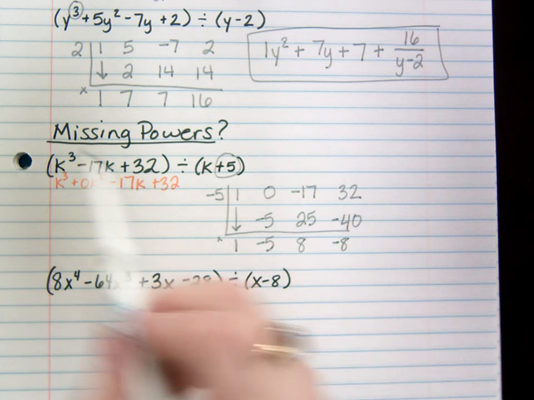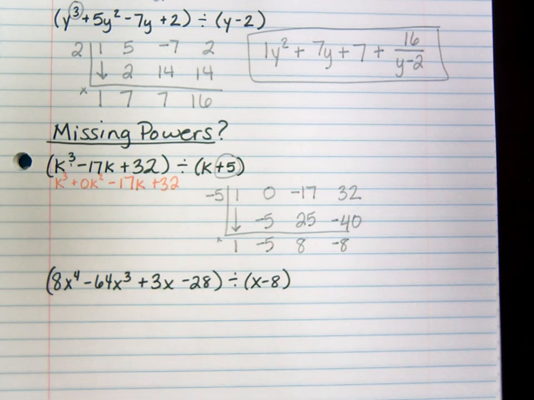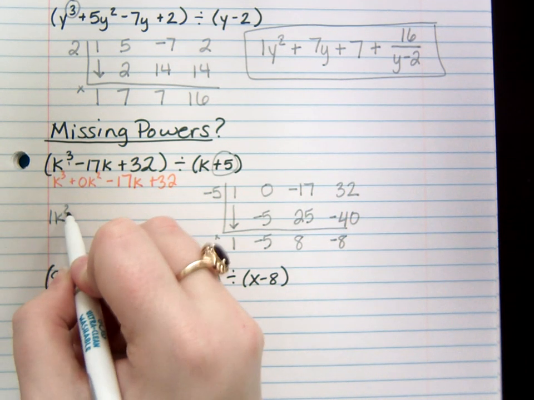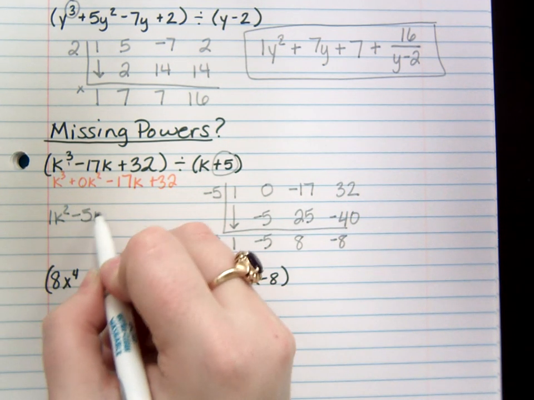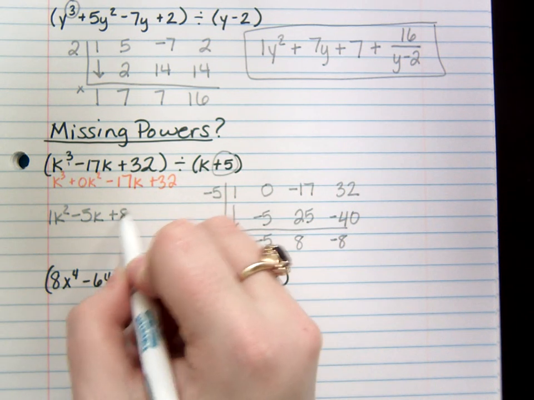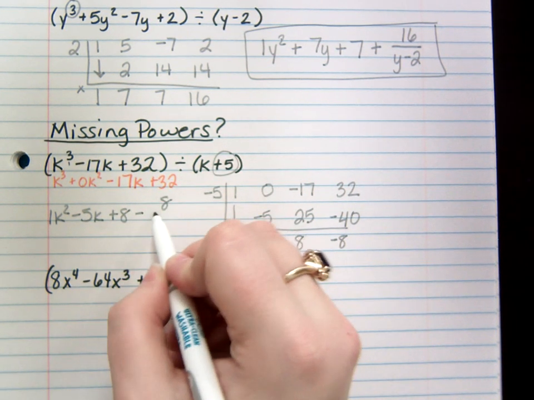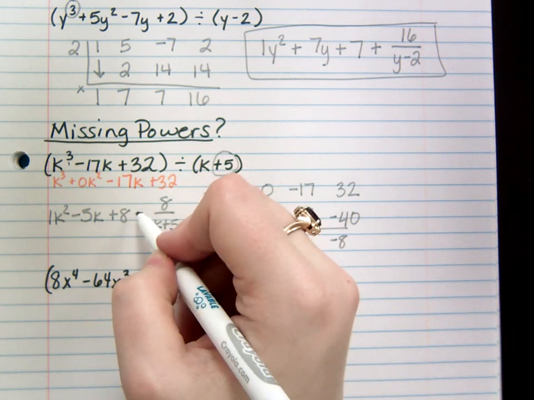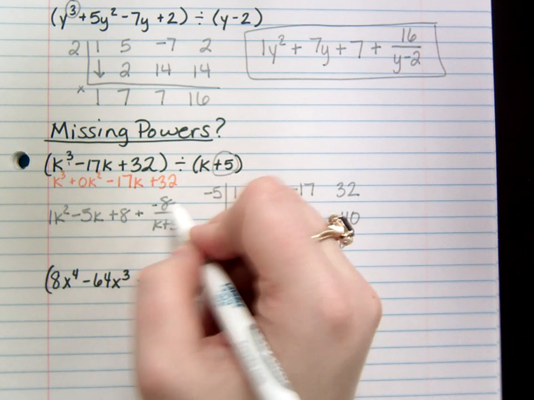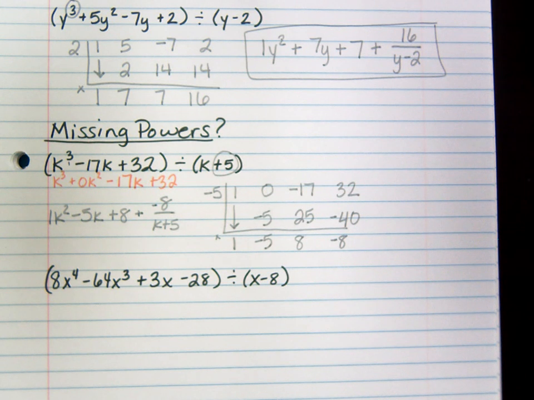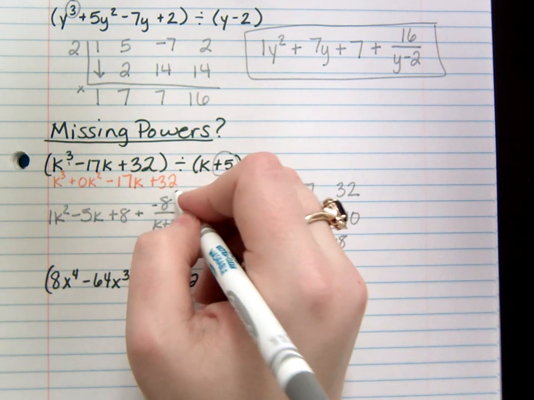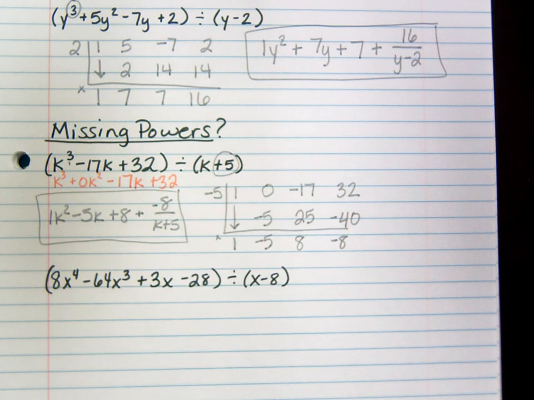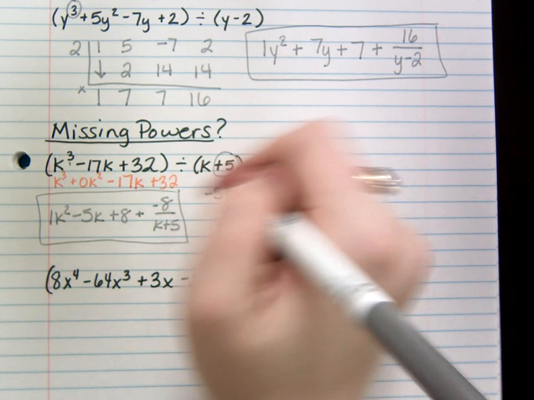Now, my degree was 3, so my answer, I'm going to start with k squared. So it's 1k squared minus 5k plus 8 minus 8 over k plus 5. Now, if you want to, you can also write it as plus negative 8 over k plus 5. Either way is correct. But typically, I just do minus and then the number over the binomial.